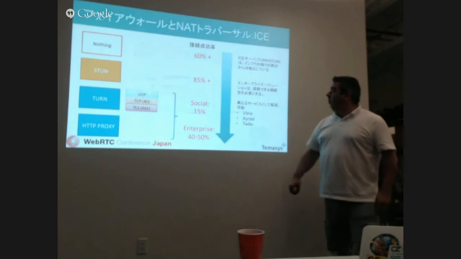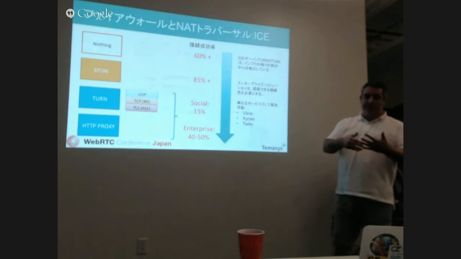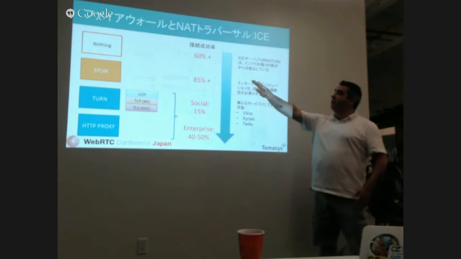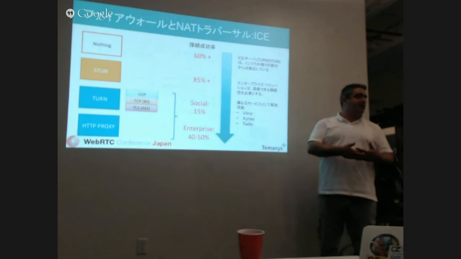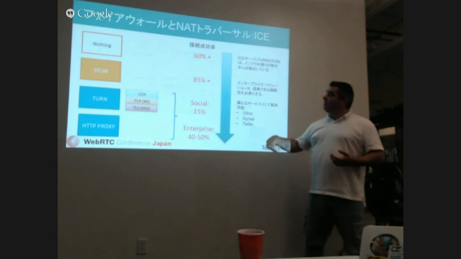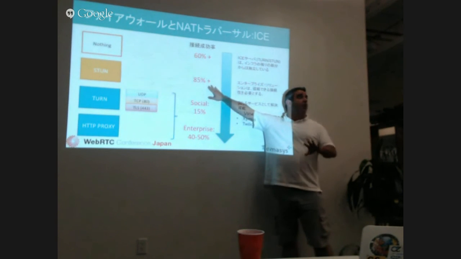STUN and TURN: I put a few numbers about the capacity to go through the NAT traversal. If you don't use anything, basically it's going to work only if you're on the same network. If you use STUN, you're going to pass in 85% of the cases, globally speaking, on the global internet. For enterprise, it's actually less than that.